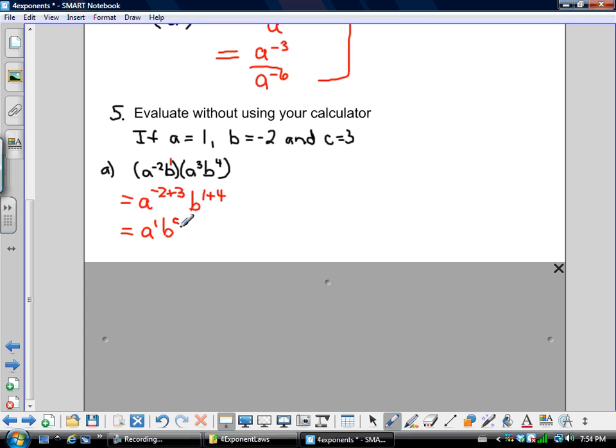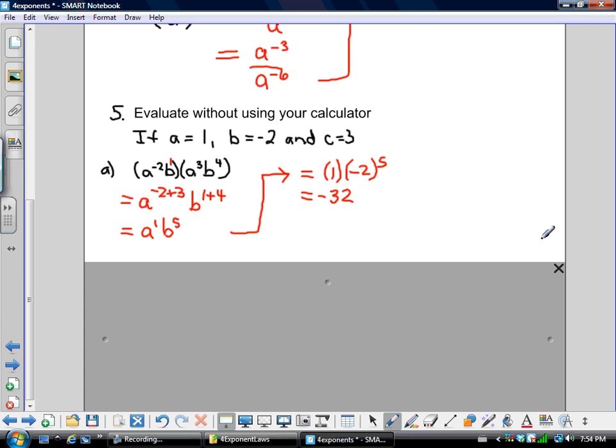Now that's much easier to substitute in because I'm just substituting two numbers in, and that's what we're going to do first. So we end up with a, which is 1, to the power of 1, so I don't have to put it, and b, which is -2 to the power of 5. So 1 times anything is just whatever it is. So -2 to the 5th. My answer is going to be negative because I have an odd power. -2 times -2 is 4, times 2, times another 2. So I'm looking at 32.